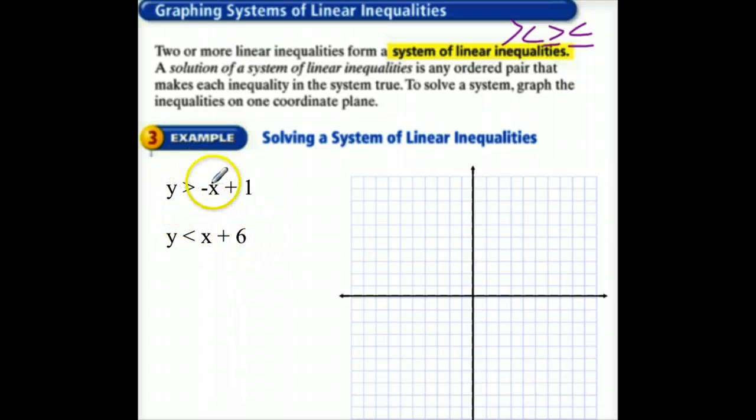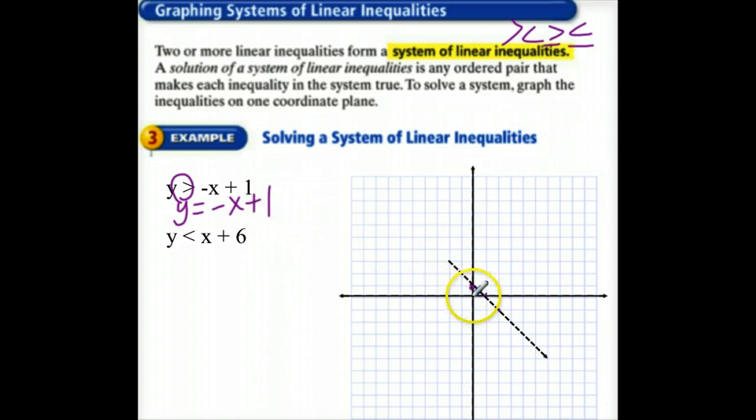So y is greater than negative x plus 1. Start with that. I'm going to look at it as y equals negative x plus 1. Y-intercept of 1 and my slope of down 1 over 1. All right, that is a dotted line because of the greater than symbol. So I'm going to draw my dotted line. So there's my first line. Now, after we graph an inequality, we usually find out which side we shade. You're going to do that with these two when you have a system.